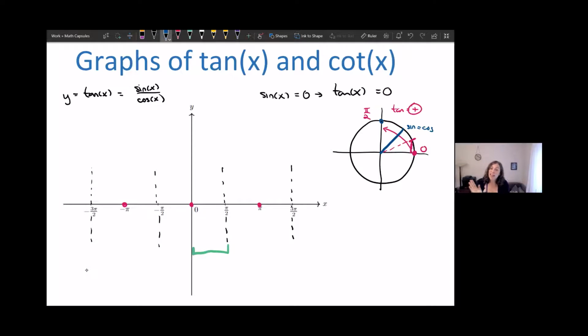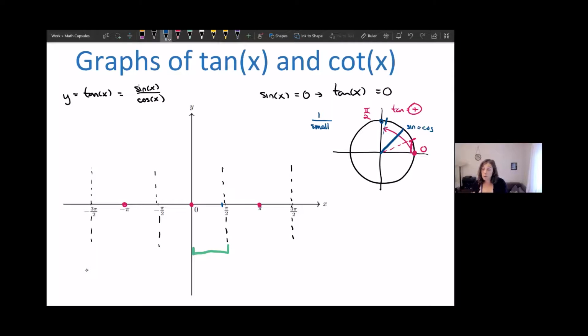What if I'm just a little bit before pi over 2? On my graph, that would mean that my x value is something a little bit less than pi over 2. On my unit circle, that would mean that my angle is very close to pi over 2, but not quite there. In that case, my x value would be a very small positive number. In other words, my cosine value would be a very small positive number, and my sine value would be something close to 1. So it would be around 1 divided by a very, very, very small number.